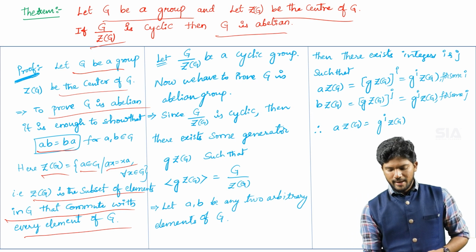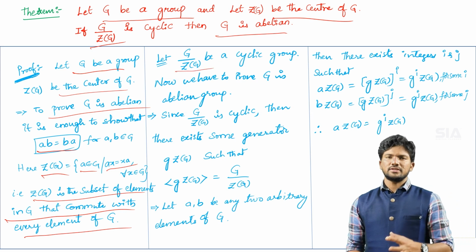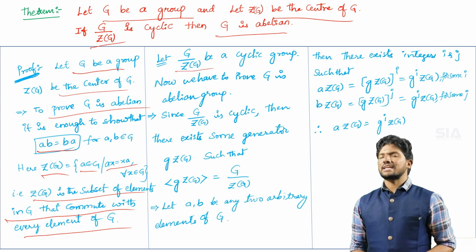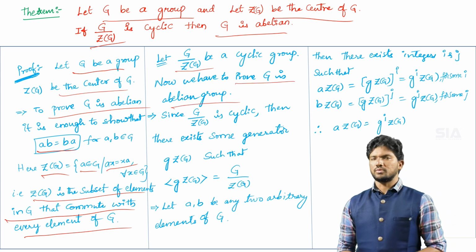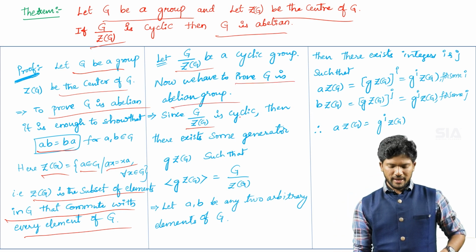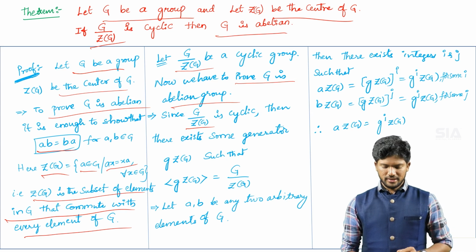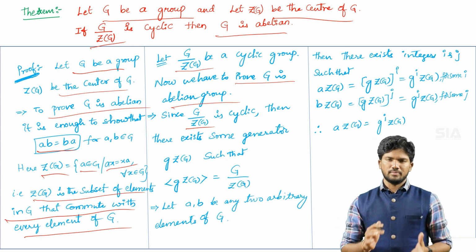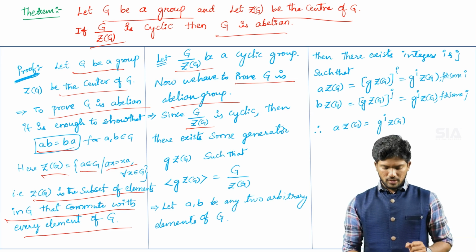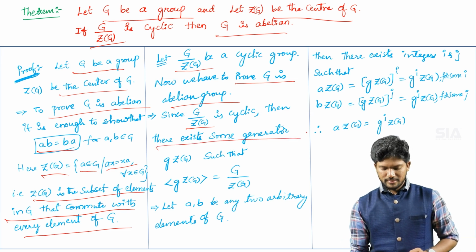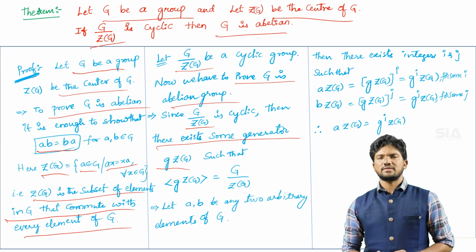So I am taking G by Z of G to be a cyclic group. Now we have to prove that capital G is an abelian group. Since G by Z of G is cyclic from the statement, by the definition, if you take any cyclic group, definitely there is one generator. So there exists some generator g into Z of G.